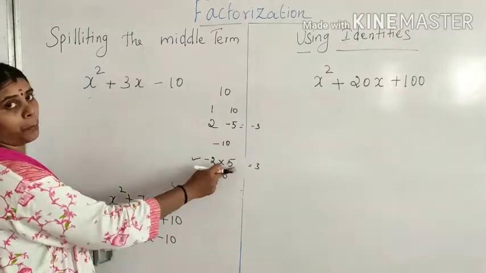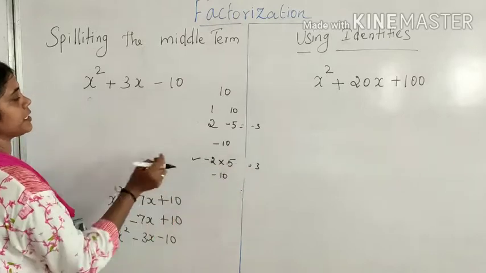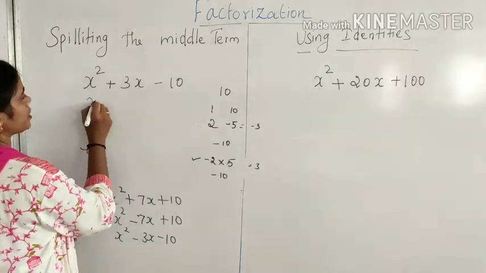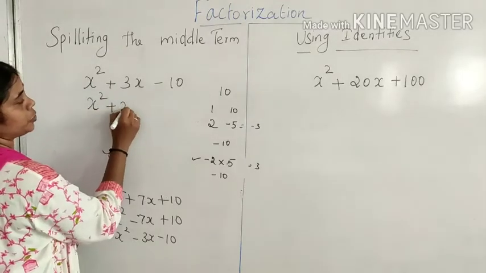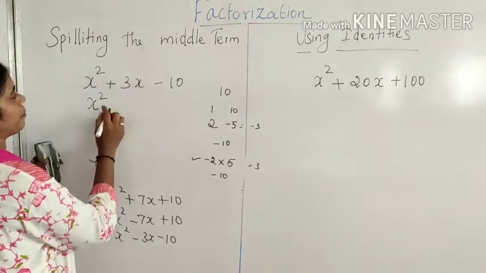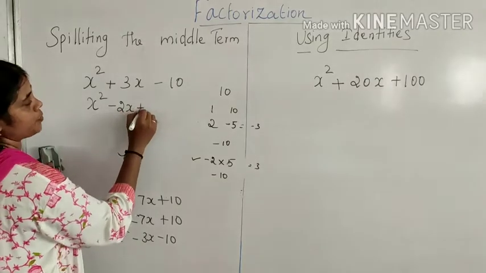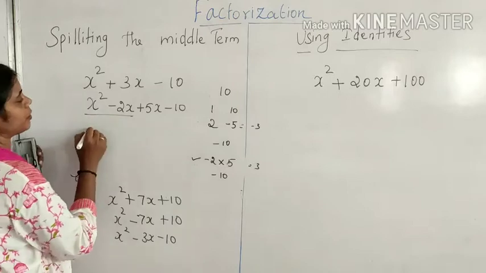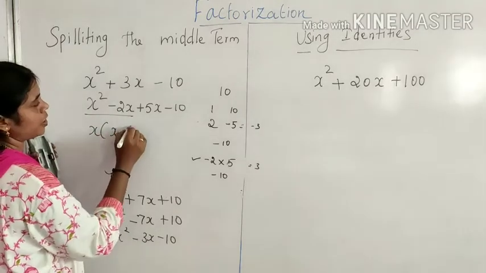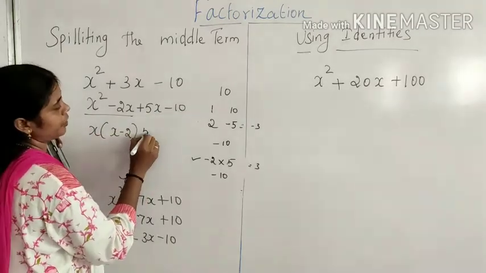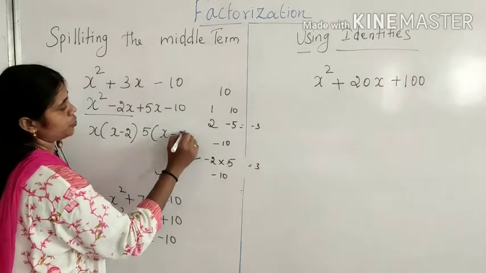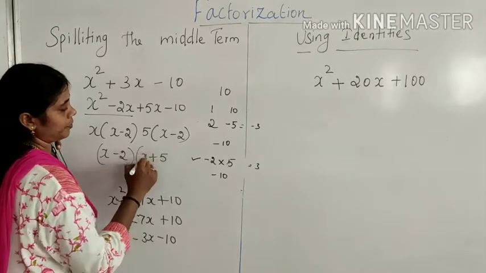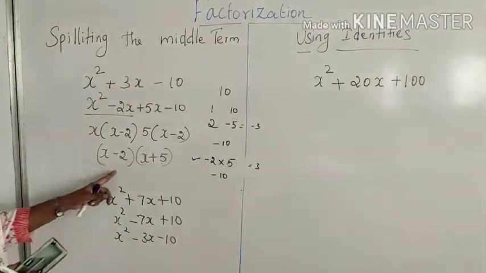So minus 2 plus 5, you will get plus 3. But plus into minus is minus 10. Right? So x squared minus 2x plus 5x minus 10. Here the common term is x and x minus 2, and here I have taken 5 as common, so x minus 2. So x minus 2 and x plus 5. You got it?